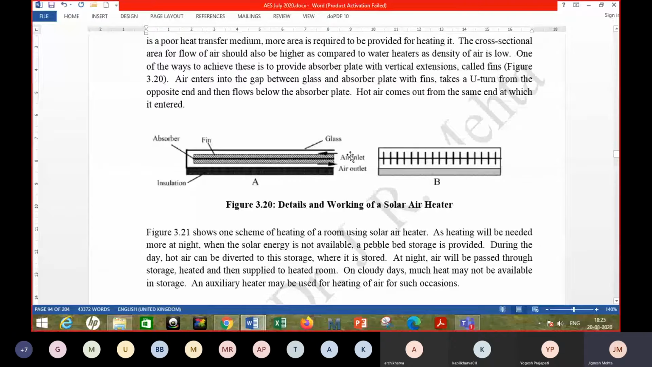So this is one possible way of designing a solar air heater for energy conversion from solar energy, radiative electromagnetic energy, to heat energy, and then it is picked up by air in an effective way because of the longer path of the air provided. More area is available with the help of the fins.